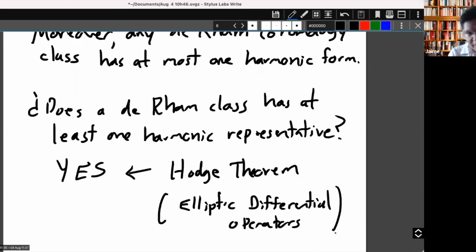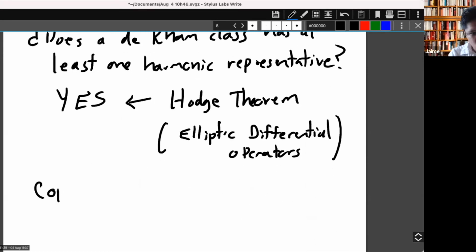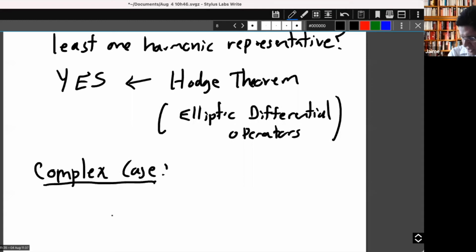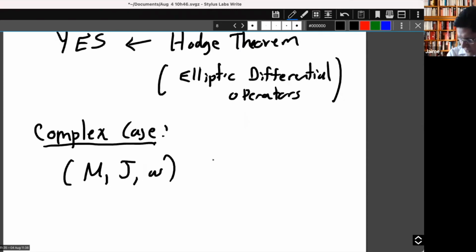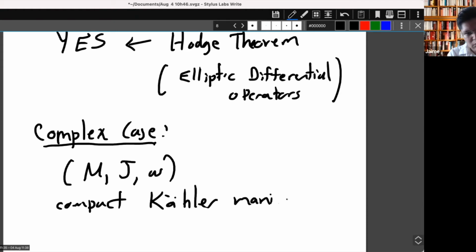But now we are in the complex case, right? Now we have a complex manifold with an almost complex structure, and let's suppose that the manifold is compact and also Kähler. Being complex, it has a complex structure, and being Kähler, it has a Kähler form, right?